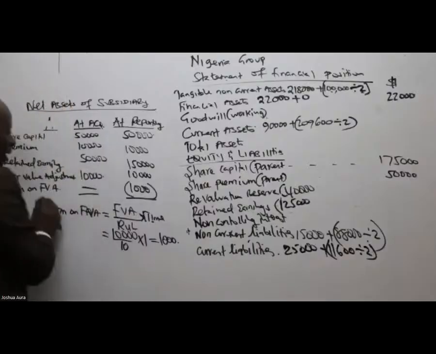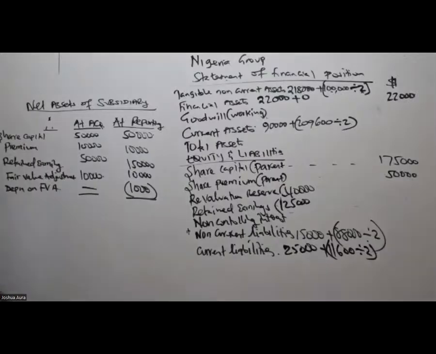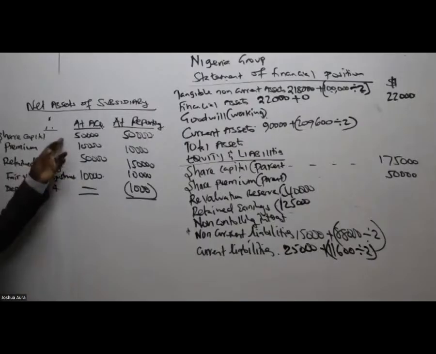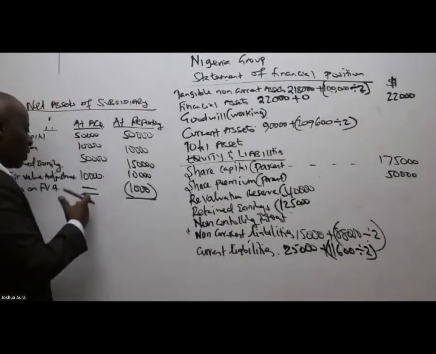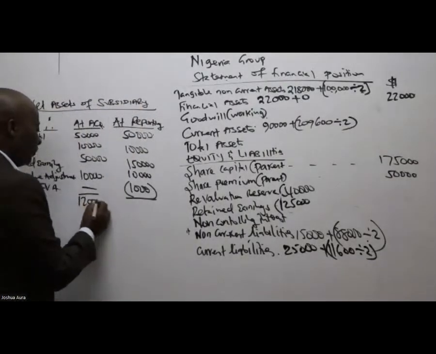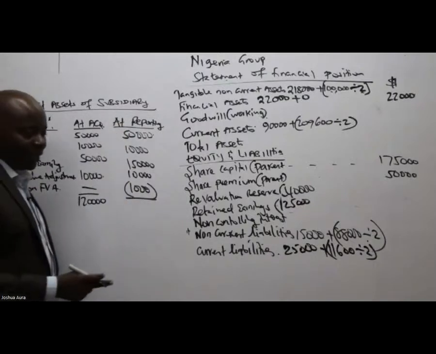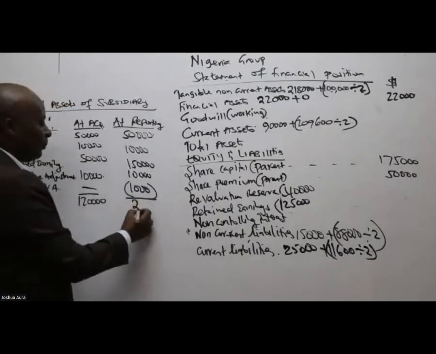Very important thing. So can somebody in this case come and give me the total net assets at acquisition? Total net assets at acquisition. Can somebody give me something here? So we have here 120,000. Thank you very much. So 120,000 here. Yes. How about net assets at reporting? 210,000.